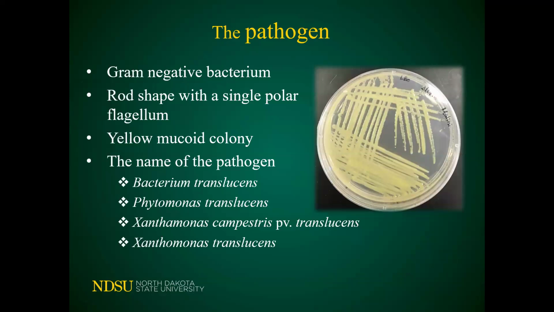So the pathogen, I'll just give you a little bit about that. The bacterium is gram-negative, rod-shaped, with a single polar flagellum. It usually forms a yellow mucoid colony on the plate if you put it on WBA plates. The bacteria has been called different names. When it was discovered, it was called Bacterium translucens, and then Phytomonas translucens. In the 70s, people classified it as a pathovar of Xanthomonas campestris, and then in the 90s, when Xanthomonas species were reclassified, they established Xanthomonas translucens.